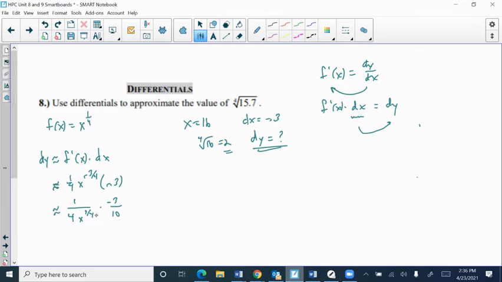Now we evaluate at 16, because that's our nice number, right? So 16 to the 3/4 power. That's 1/4 times, well, the fourth root of 16 is 2, and then I cube it, so it's 8. And then times this -3/10. So now I'm getting 1/32 times -3/10, which is -3/320.